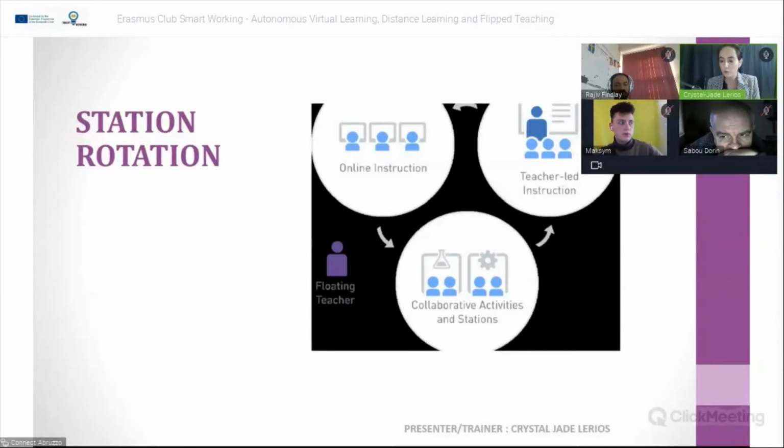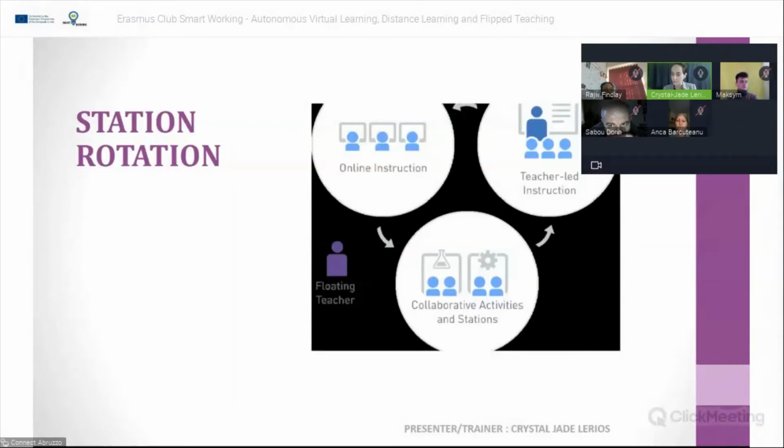Next slide, please. So it could look something like this. We've got one group with online instruction, another with teacher-led instruction, and another with collaborative activities or stations. Usually blended in schools that have a lot of budget and can have teacher assistants, they also have a floating teacher to facilitate the process even more. In my context, that hasn't really happened, but some schools do have that.